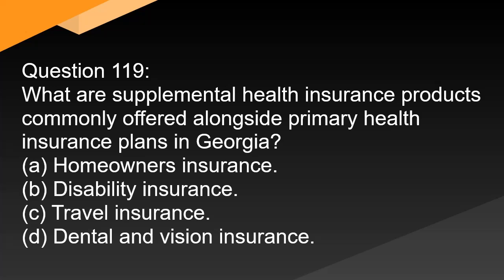Question 119. What are supplemental health insurance products commonly offered alongside primary health insurance plans in Georgia? A. Homeowners insurance. B. Disability insurance. C. Travel insurance. D. Dental and vision insurance.